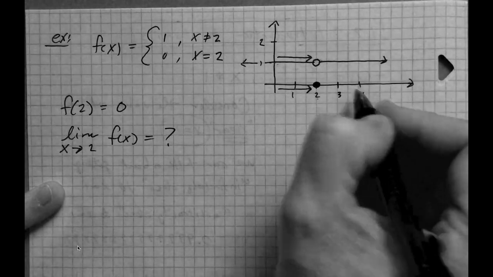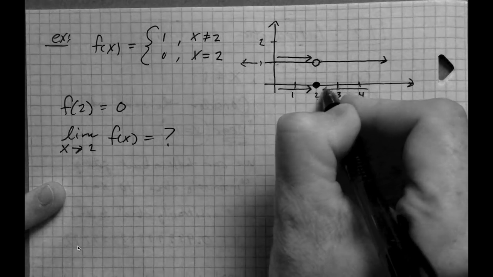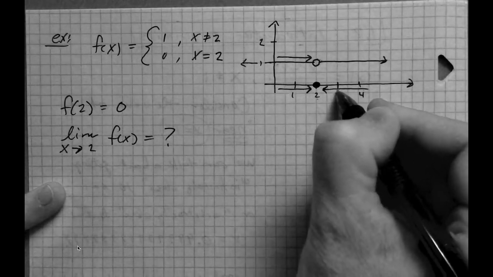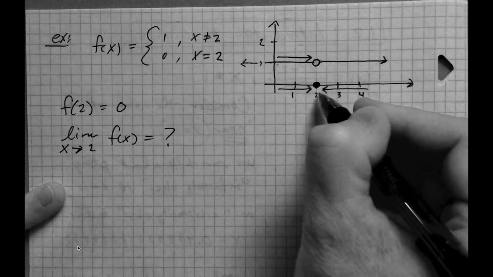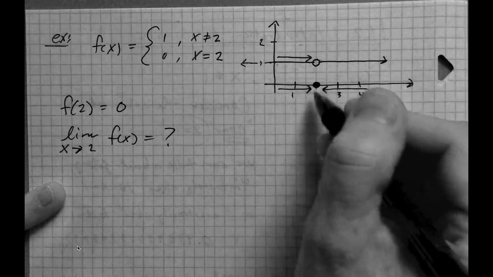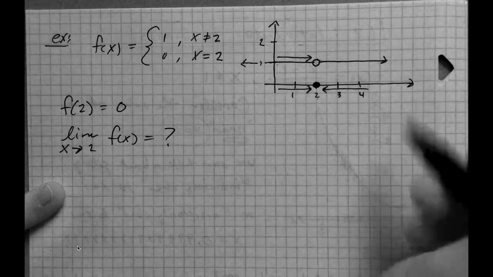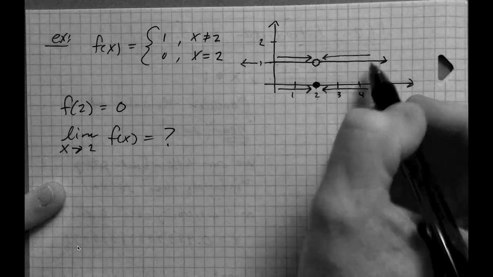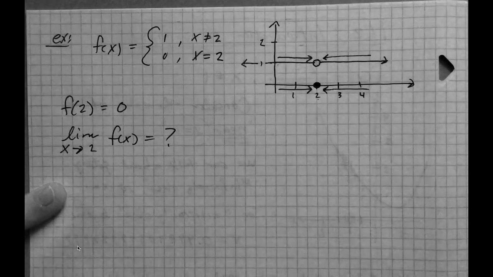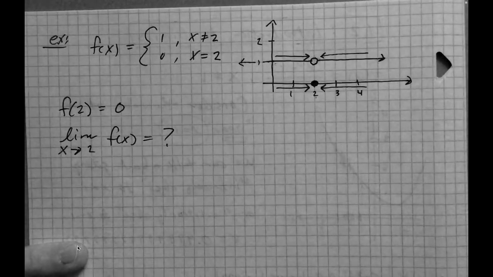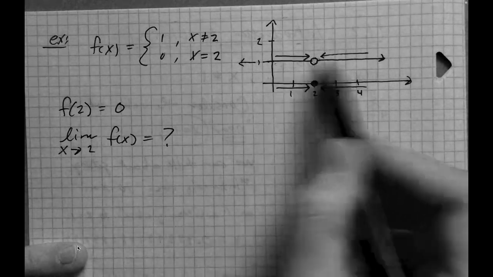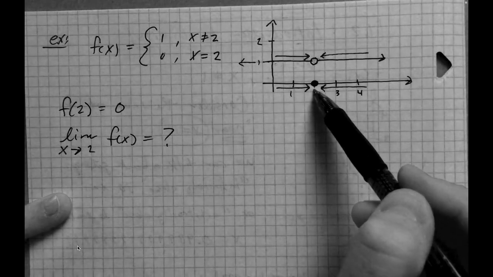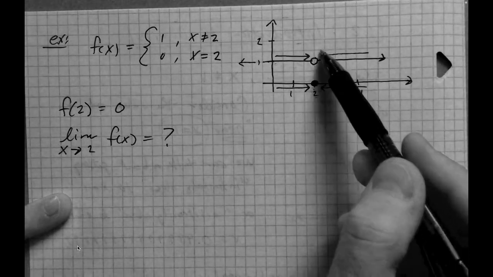Now, similarly, let's imagine ourselves on the x-axis traveling in the negative direction. So as we pass 4 and we pass 3 and then 2.5 and 2.25 and so on, and get very, very close to the value of 2, what's happening to the function? Well, similarly, we're traveling along this value of f of x equals 1. So from both directions, as we get arbitrarily close to the value of x equals 2, the function value remains 1.